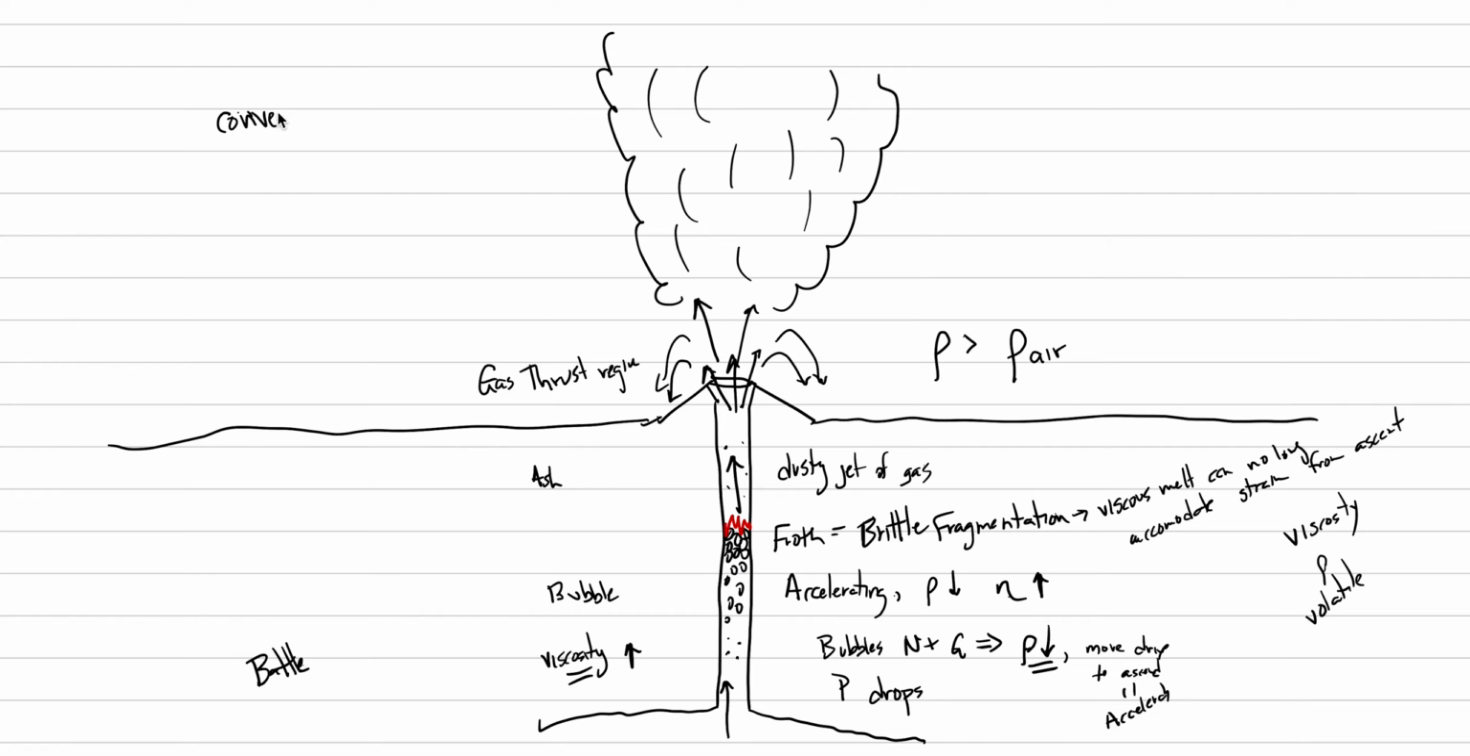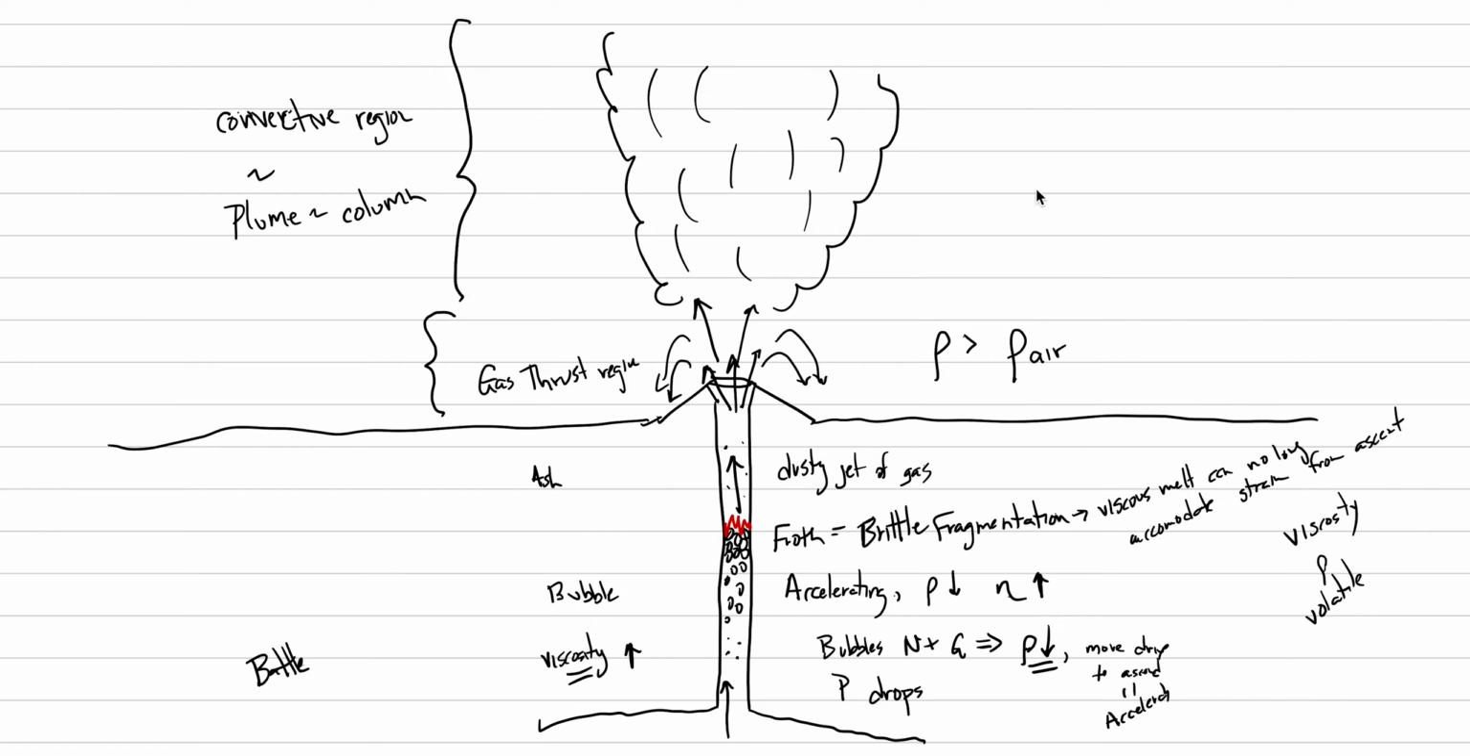So we're going to call this the convective region. And this is also known as the eruptive column or plume. So we're going to call this the plume. This also is sometimes called the column. And okay, so we have the gas thrust region, that's about to here. And then the convective region is this part up here.